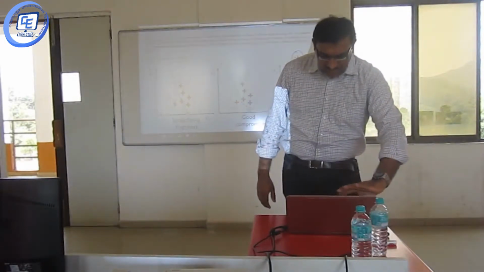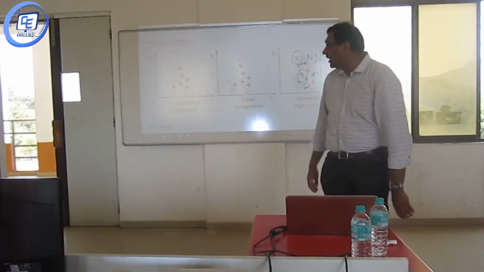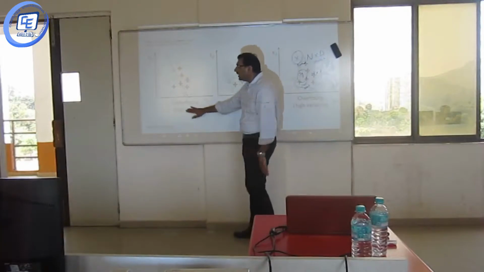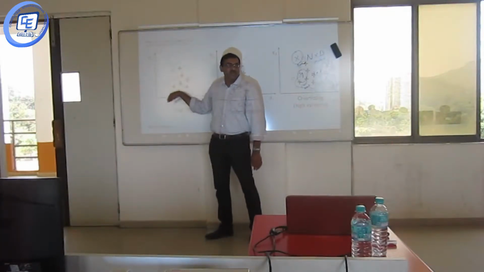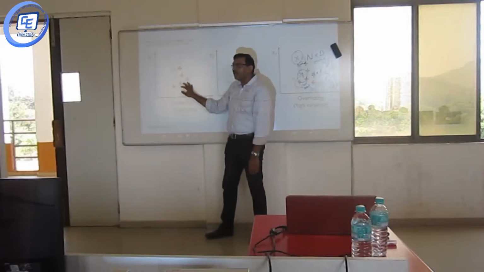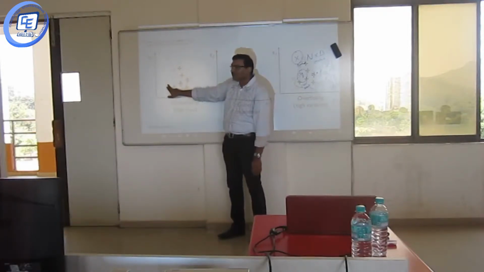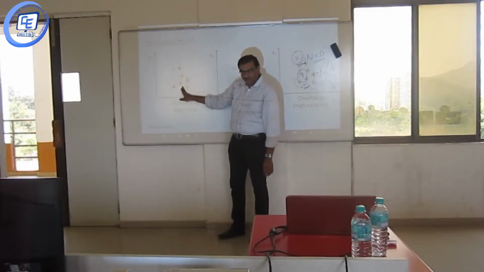Here I am showing you an example. Suppose I have two features and two classes. So this is feature 1 and this is feature 2, X1 and X2, two features. And I have two classes. Class 1 is represented by a circle, class 2 is represented by a plus.